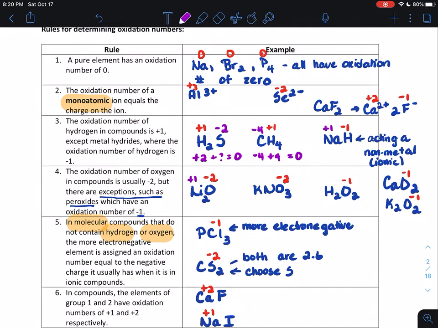Okay, for this one, K is 1 plus because it's an ion, so plus 1. So this gives me -6 for the oxygen, +1 for the potassium. So that has to be +5 to make that equal to 0.